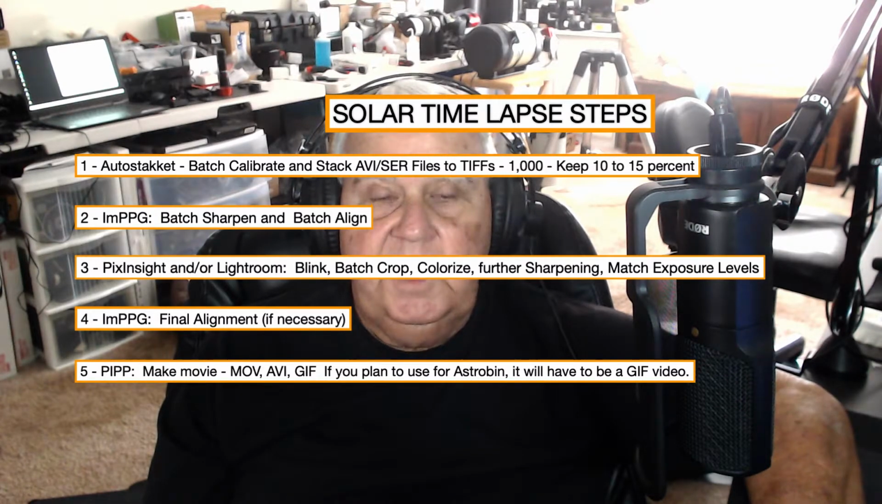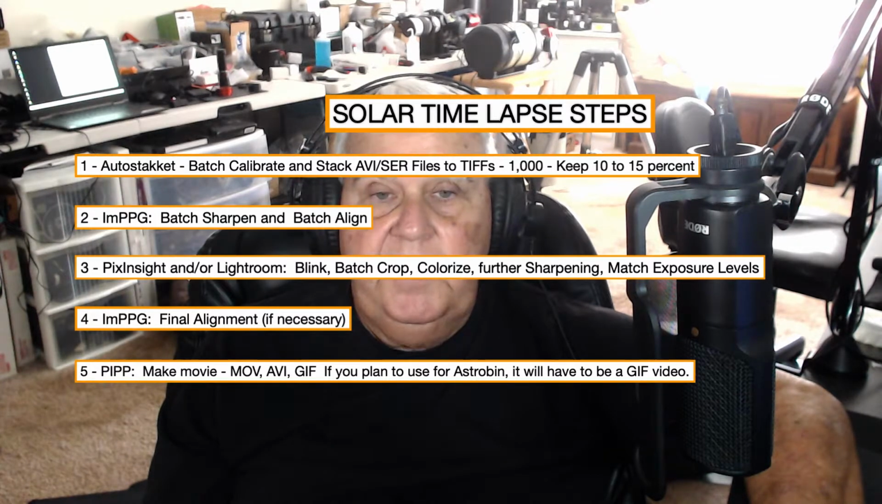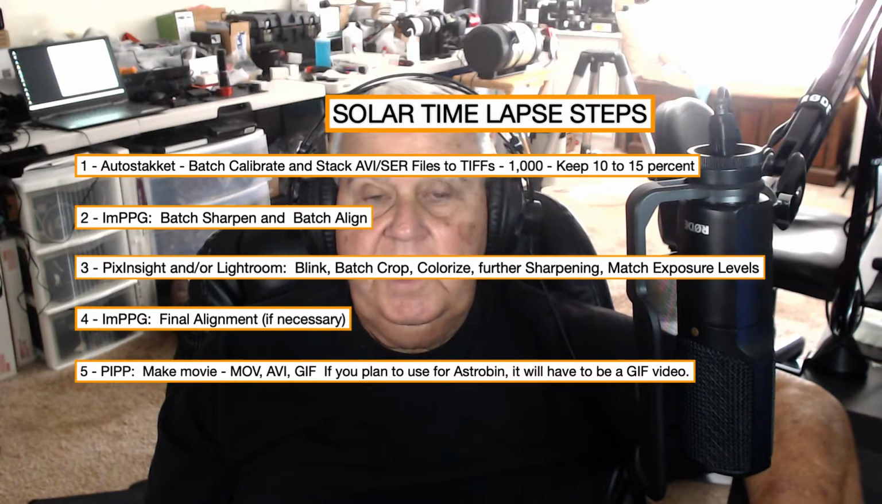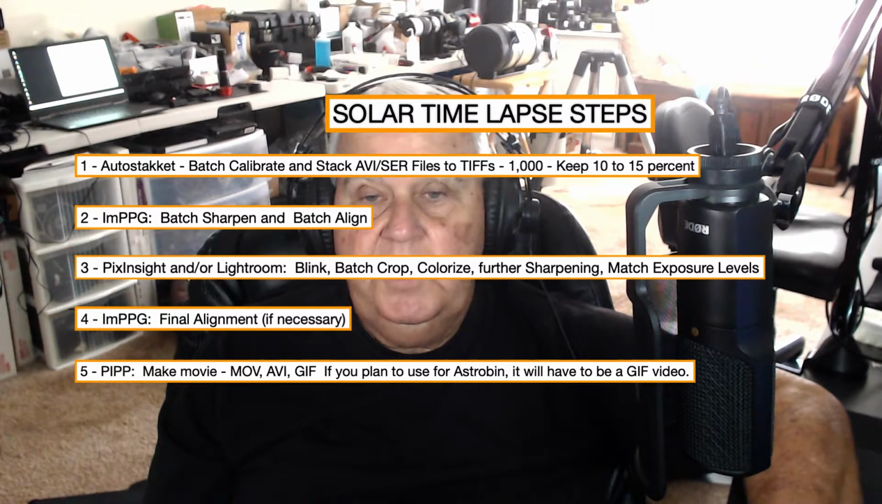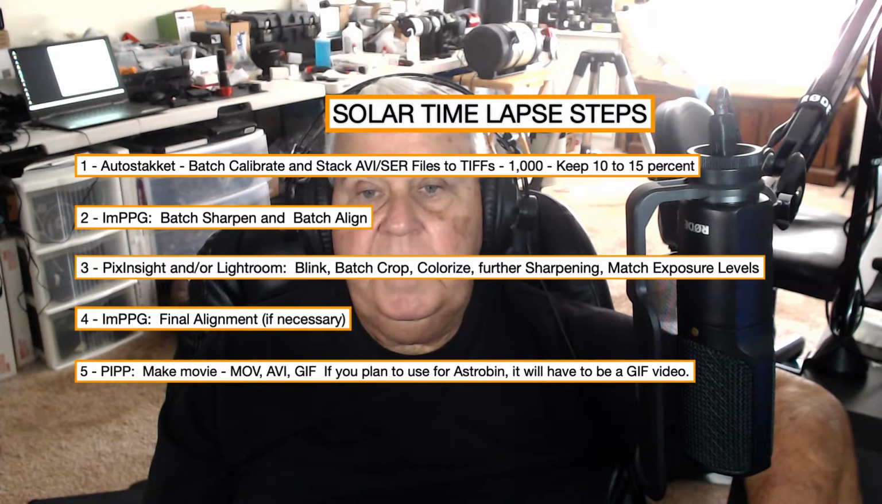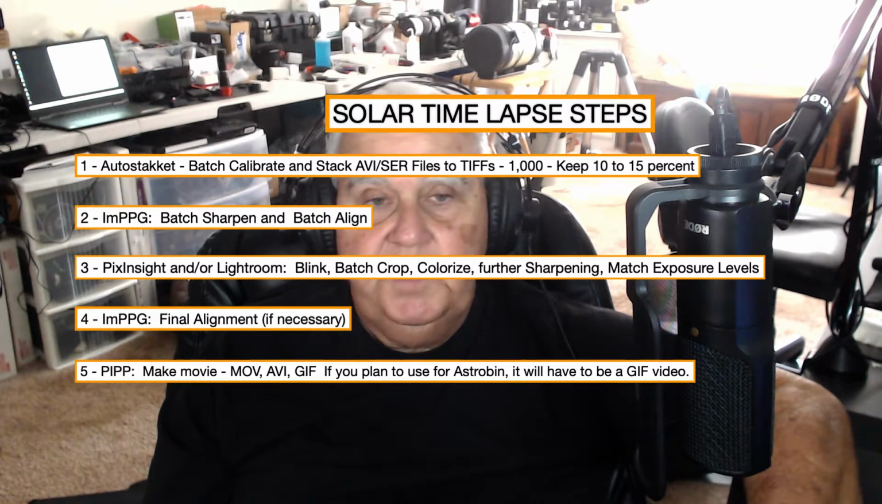So in PixInsight, I will now blink the images and get rid of the ones that are just eyeball rejects. And then if I'm going to crop the image, I'll do it then, and I'll do it on a batch basis, as well as I'll batch colorize. If I add any further sharpening, I doubt that I will, but you can. And if you want to run linear fit, you can match exposures.